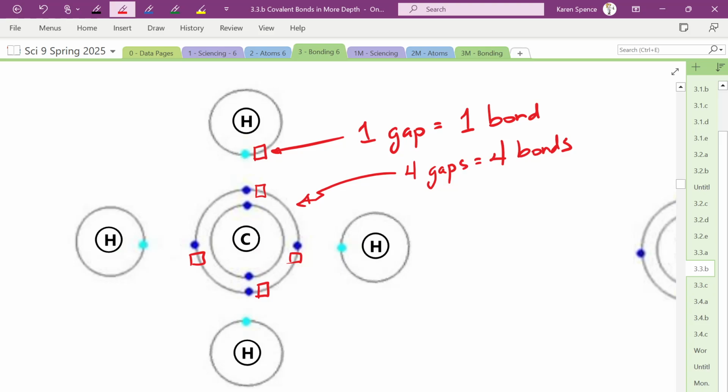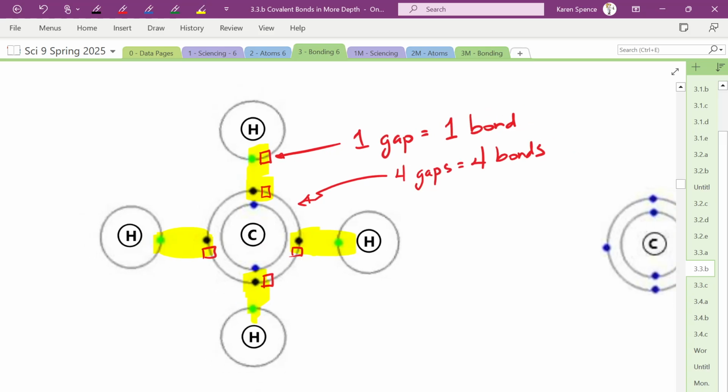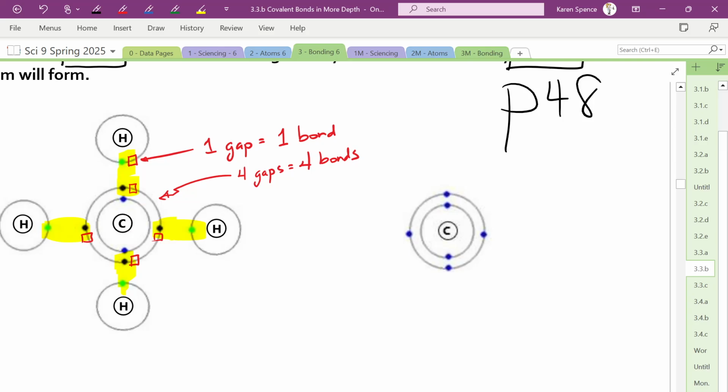So if you look at how these slot together, we end up with these 2 electrons pairing up, these 2 electrons, these 2 electrons, these 2 electrons. So if we were to draw it over on the right-hand side, we would have our hydrogen here, our hydrogen here, our hydrogen here, and our hydrogen here.